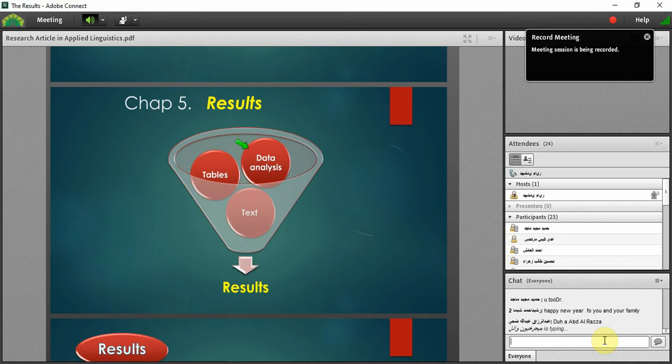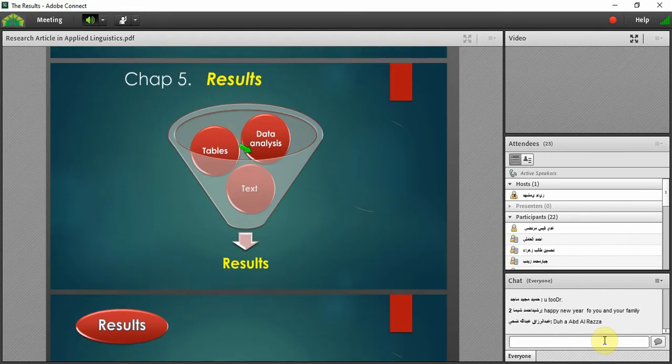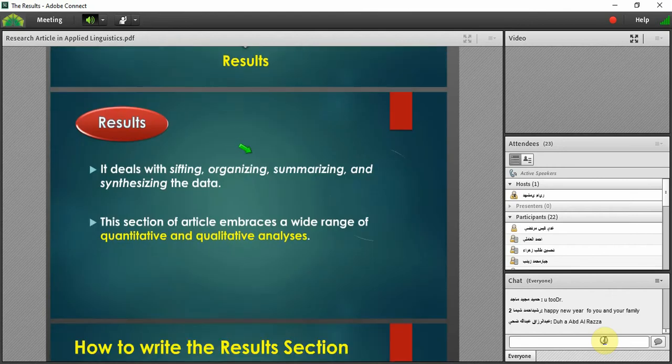As I said, here you may see a snapshot of what the results section in an academic article looks like. We have some tables showing the results of different statistical procedures used, such as tests, questionnaires, and so on. And then we have some accompanying text after the tables, and then we have the data analysis. So in the second slide, I will tell you what the results section is all about.